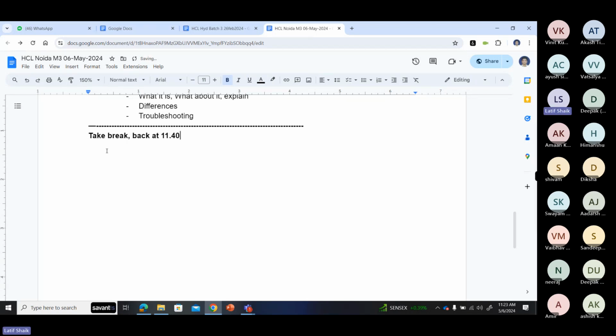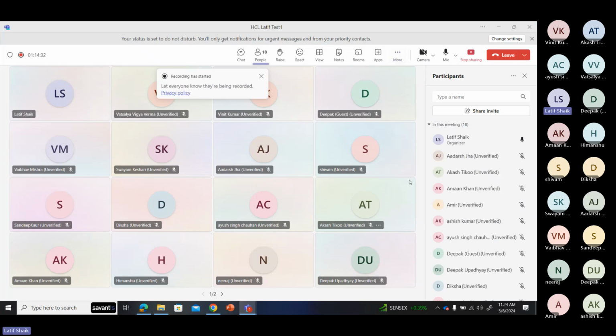11:40. It's around 15 minutes. Okay. People who joined with a mobile phone, in case you are disconnected, be connected just before 11:40. Others, no need to disconnect, just keep it aside. Some people have joined.